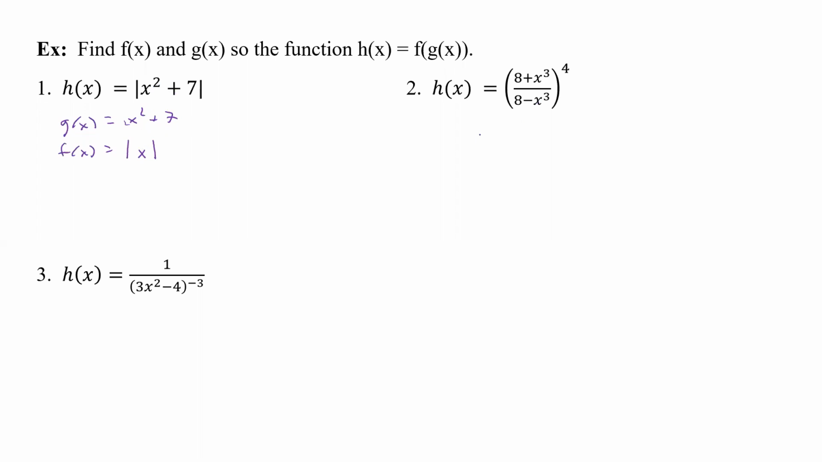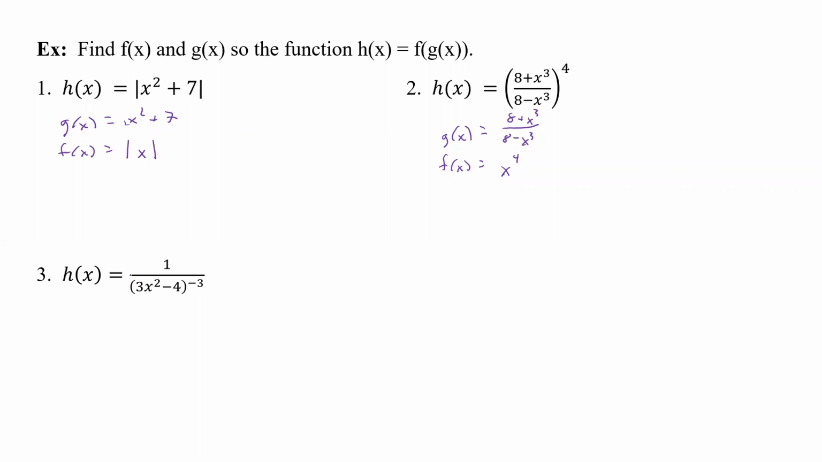All right, so 2, what would I do here? Well, this one could be tricky depending on how you want to look at it. Again, I'm going to use the most obvious one. And the most obvious one is basically if I say everything in here is just x, that would be x to the 4th. And that would be my f of x. Well, then what do I have to plug into it? Well, I had to plug in this fraction, 8 plus x to the 3rd over 8 minus x to the 3rd. And that whole thing would be my g of x. So I'm going to plug that in here, and I would get this out, okay?